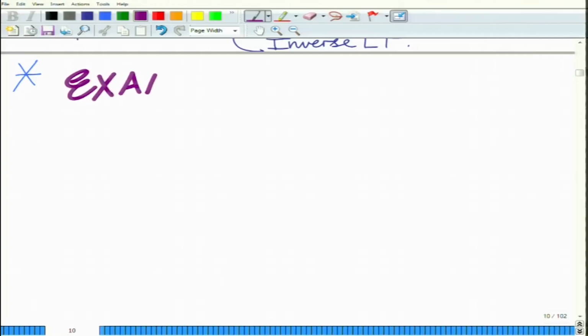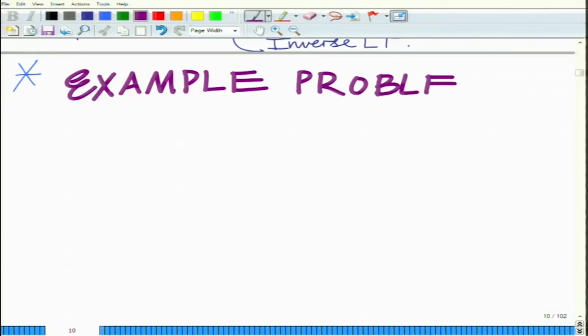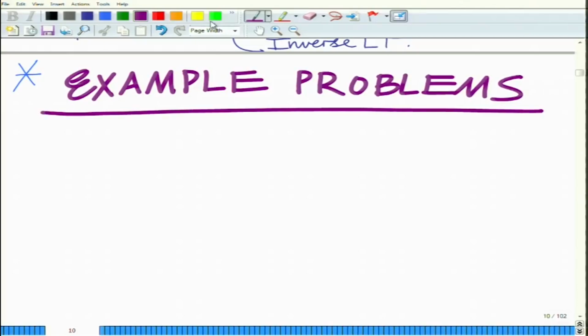So, we are looking at example problems to understand the properties and applications of the Laplace transform. Let us continue our discussion. Okay, so we want to look at some other example problems for the Laplace transform.